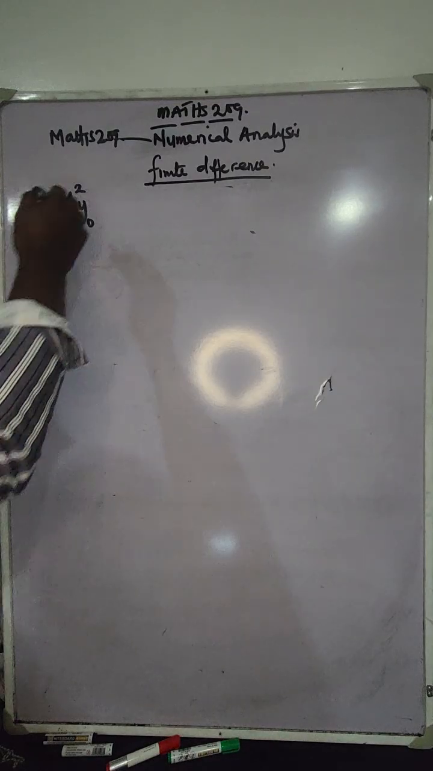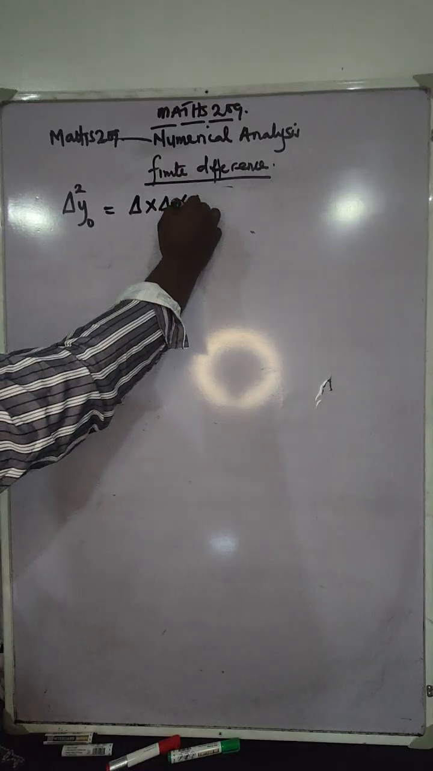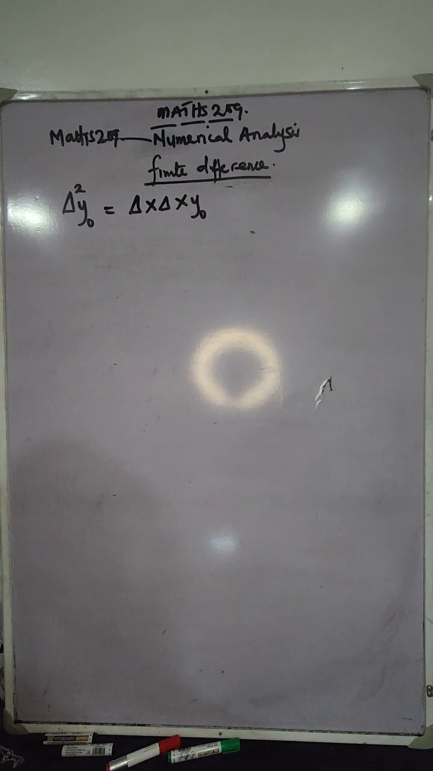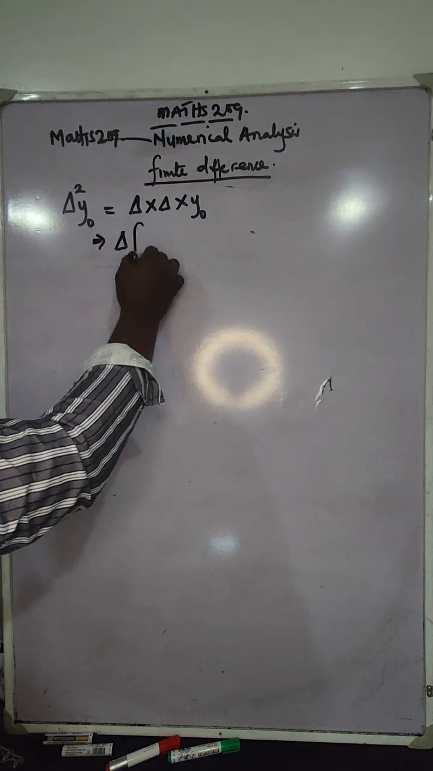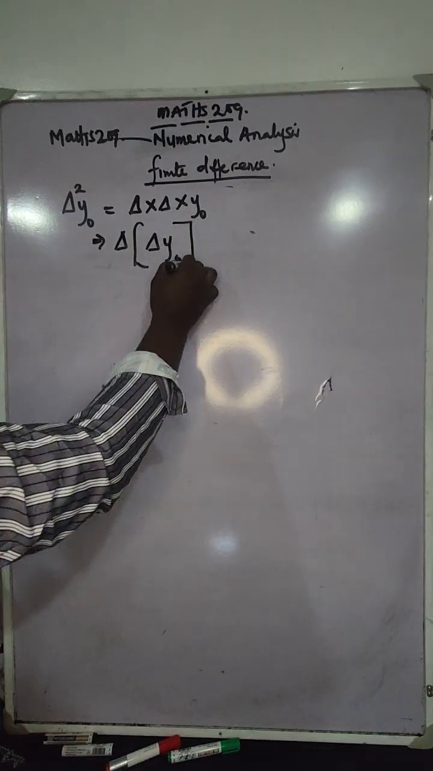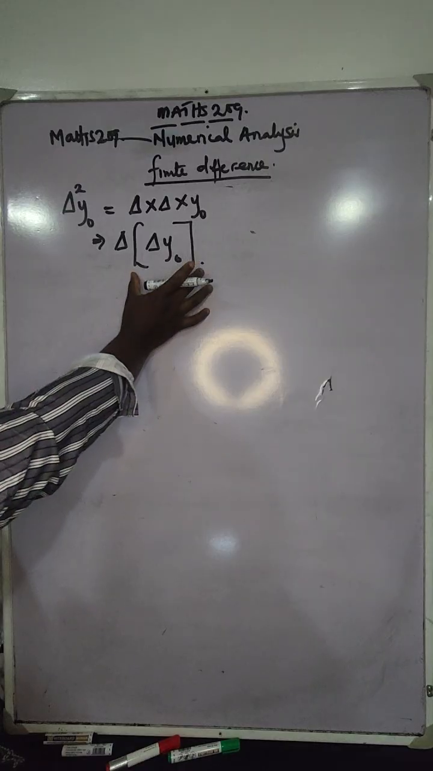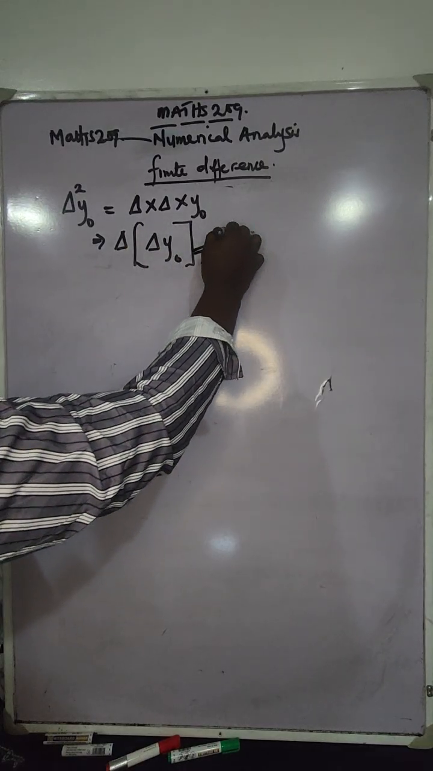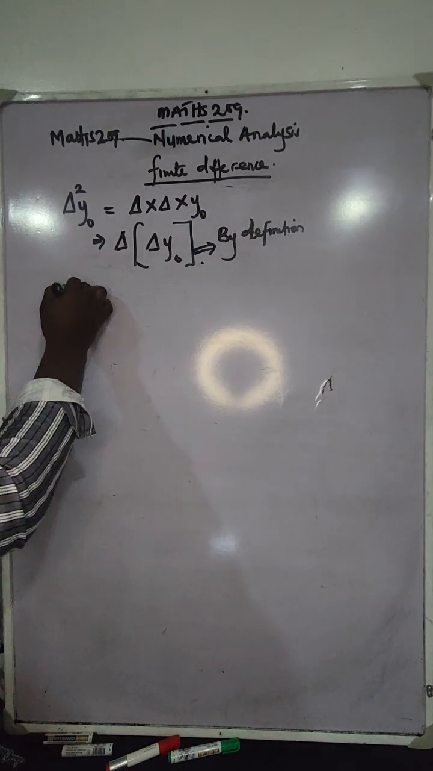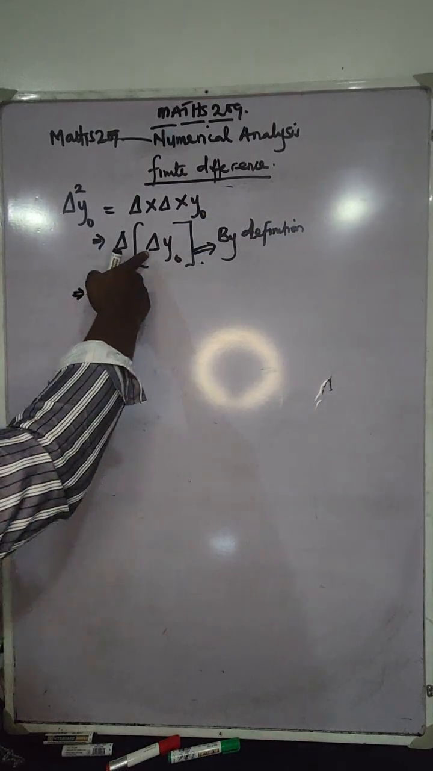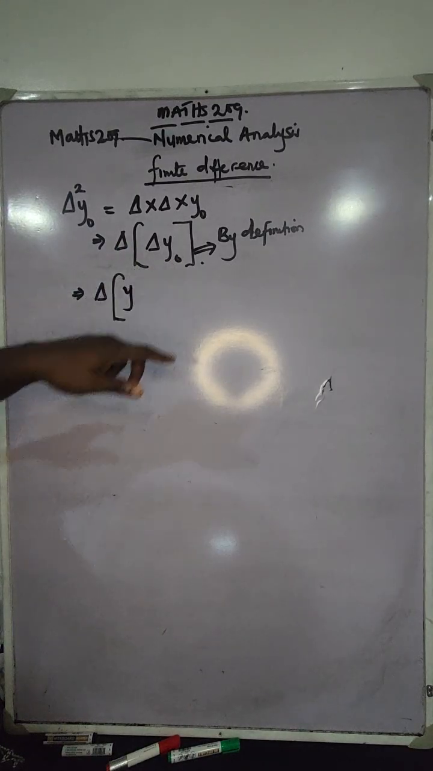So we can say that the forward difference squared of y naught is the forward difference multiplied by the forward difference multiplied by y naught, right? Because I said it has the ability to expand. Then I said that the forward difference is into the bracket of the forward difference of y naught. Let us appreciate the fact that this is inside the bracket. So this, by definition, if I express this, what I'm saying is, what is the change in y naught?